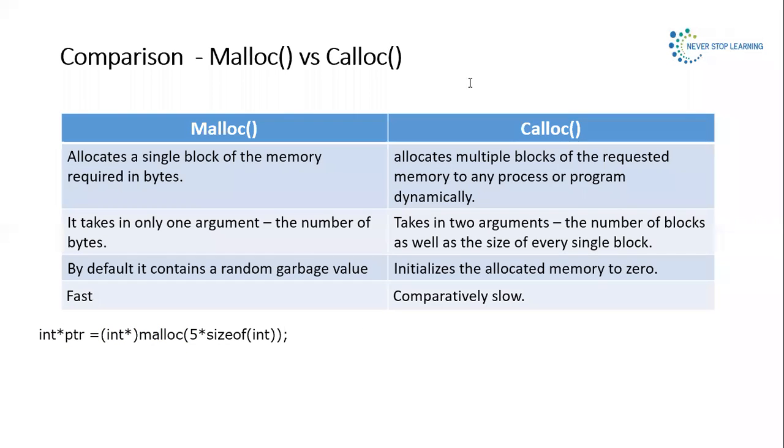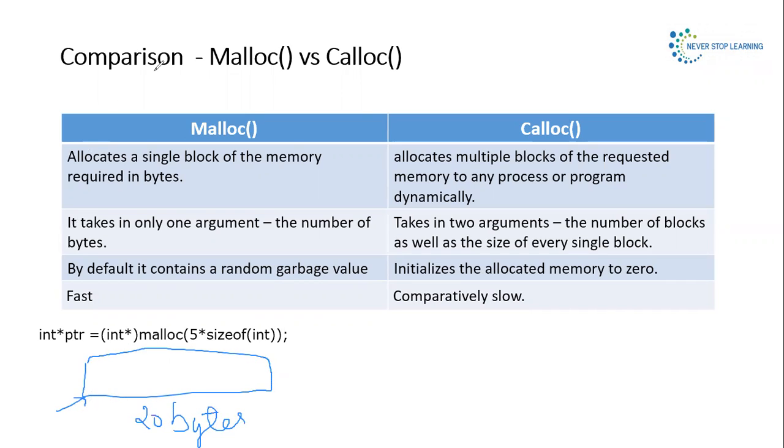And how will they be allocated? They will be allocated, for example, like this: a bigger block with 20 bytes. Here it will be 20 bytes because an integer takes 4 bytes, and this ptr will point to the first base address. This is how it happens in malloc.